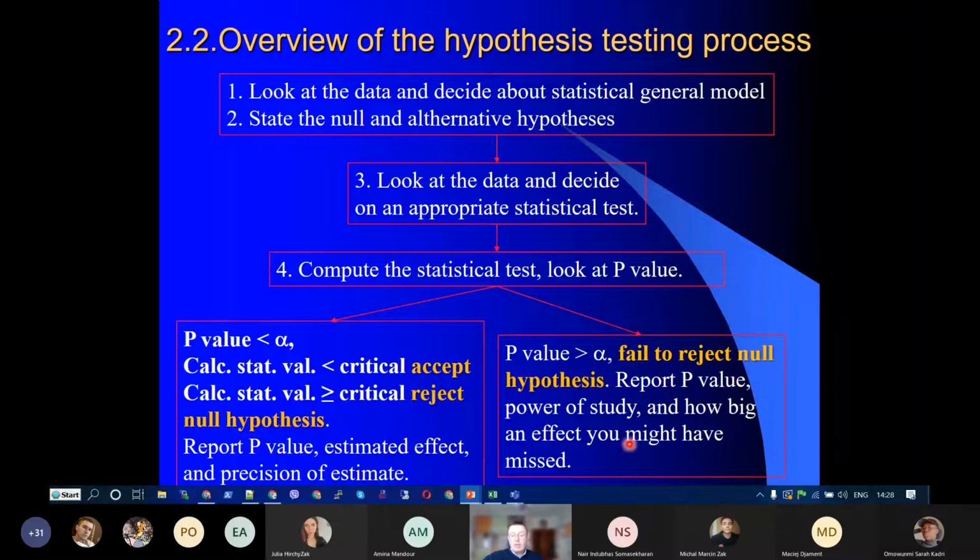It's actually something that is extremely disliked by researchers, but it happens quite often that we do not have enough evidence. It's a reality.